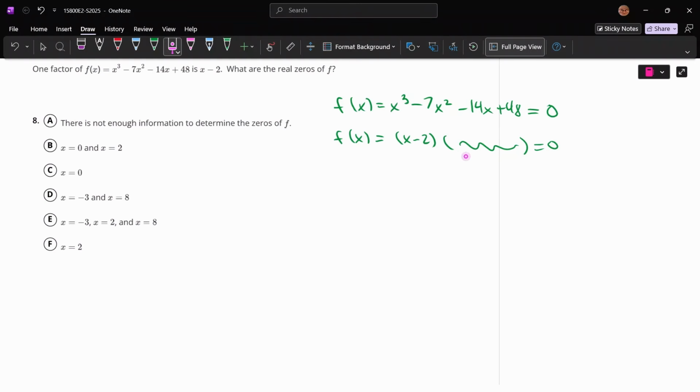Now, notice how I also didn't put anything here. The reason why is because we don't know what that is. We're actually going to have to find out what that is. And in order to do that, we're going to have to use polynomial division, which can get messy really quickly, but we'll make it through.